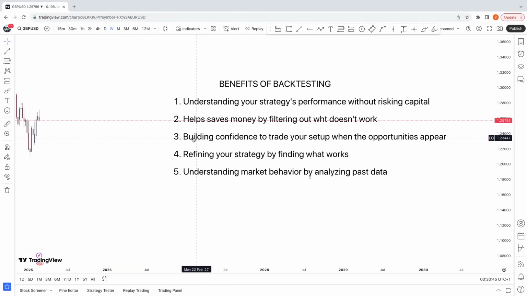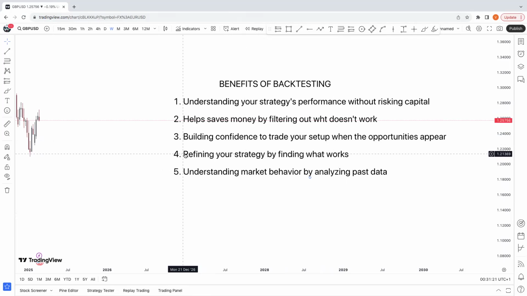Number three is it helps you build confidence to trade your setup when the opportunity arises. After you've determined your win rate through your strategy's performance, you can confidently take a trade because you know that even if you take a loss, you're going to win the next trade. Let's say out of 10 trades, you're winning five and losing five. If you get three losses in a row, you will not be shaken because your strategy has already told you that you can lose three trades in a row, but you can also go ahead to win four trades in a row as well. So whenever opportunity presents itself, you just go ahead and take it with confidence.